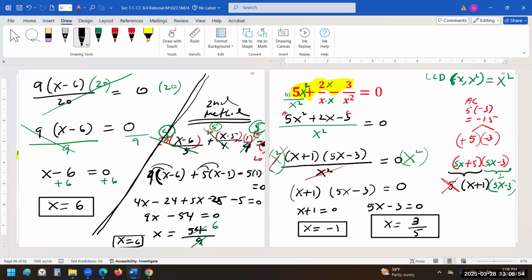And here actually the two methods are the same. Once you combine the numerator, the only thing you can do is multiply everything by x squared to cancel the denominator. So I don't need to show you the second method.